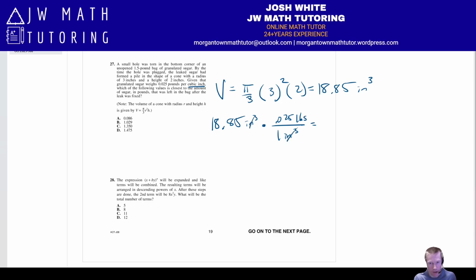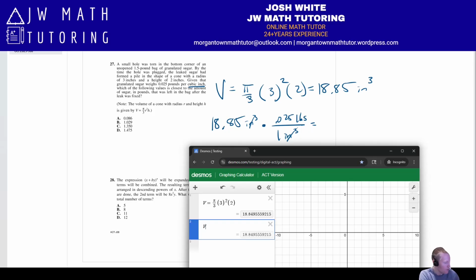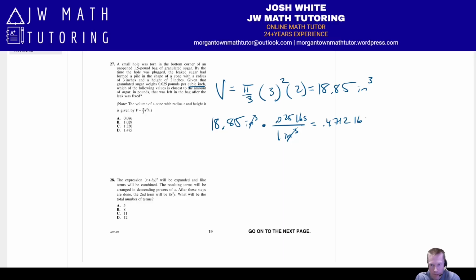Now these will cancel out, and I multiply them together, so I'm going to take V and multiply it by 0.025. Okay, so approximately 0.4712 pounds is the amount of sugar that leaked out of the bag. Notice that's not what the question is asking for, and you also don't see it among your answer choices. The question is asking for how much sugar was left in the bag after the leak was fixed. So now we have to go back and notice we start with 1.5 pounds, so we're going to subtract the 0.4712 from that. That's going to give us the answer of how much is left in the bag.